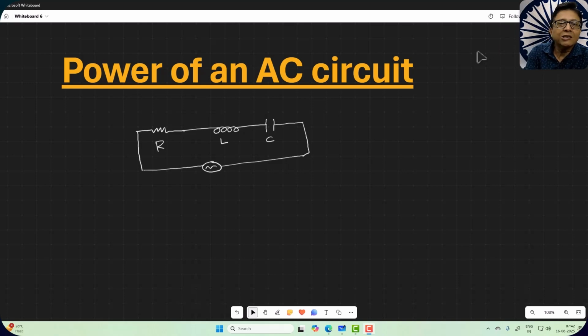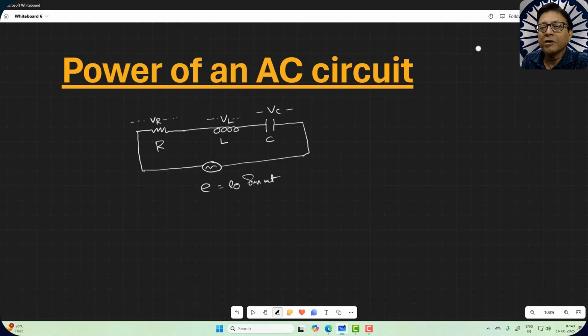When we discuss power of an AC circuit, let us start with the situation in an RLC circuit. Applied EMF is E equal to E0 sin omega t. Then voltage across the resistor we know, VR. We have taken as VR, this is VL, and this thing is VC.